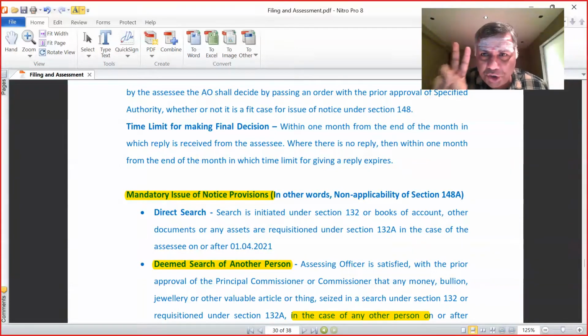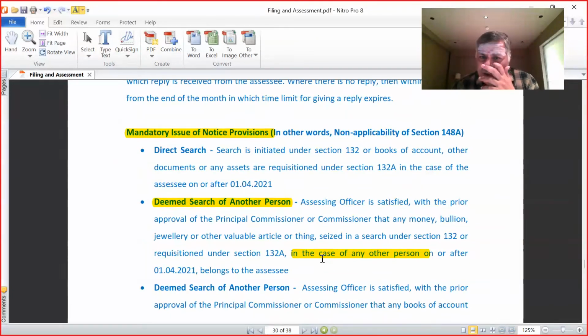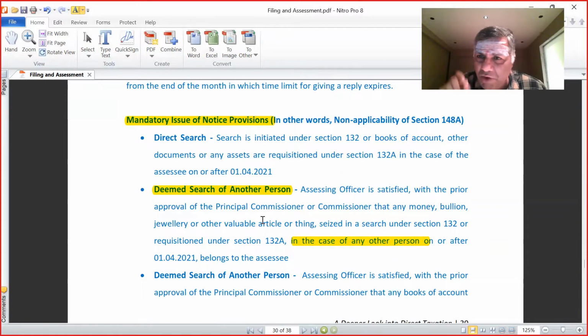Two terminologies you should use. Belongs to someone when it is an asset, pertains to someone when it is books of accounts and documents, then it is deemed the search of another person. Look at the word: AO is satisfied. That is, AO should be convinced, with the prior approval of the, that is the internal management procedure, which they have to get, that any money, bullion or valuable article seized in the process of search or 132A, where I requisition some other authority to give me that.